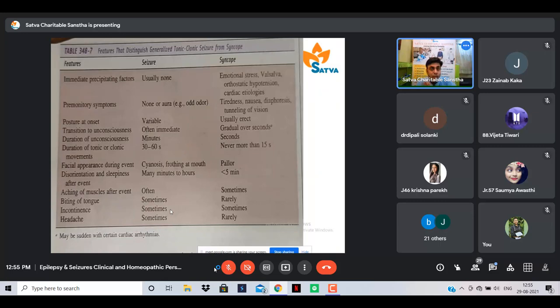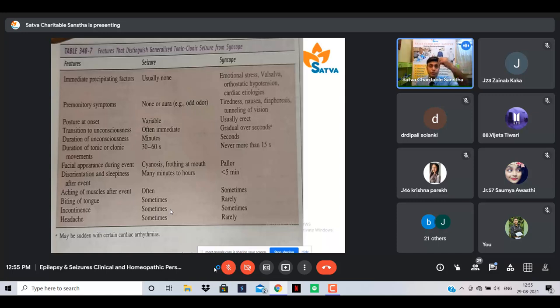Then there are no auras as such in a syncopal episode, but auras are felt in seizure. Syncopal episodes come with certain symptoms like sweating, nausea, tiredness, and blurring of vision. These are premonitory symptoms, but they are not called auras. Auras are related to odor or hallucination, and these are seen in seizures. Many times, the posture at the onset of a seizure is variable.